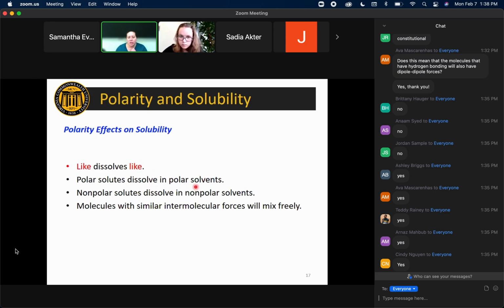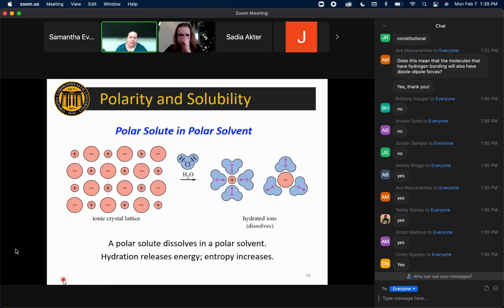If you have a polar solute, you want to pick a polar solvent. If you have a non-polar solute, you want to pick a non-polar solvent. That derives from this notion that molecules that have similar intermolecular interactions among themselves will mix better with molecules that have the same type of intermolecular forces. So let's see some cartoon pictures. Let's imagine taking a polar solute and dissolving it in a polar solvent.